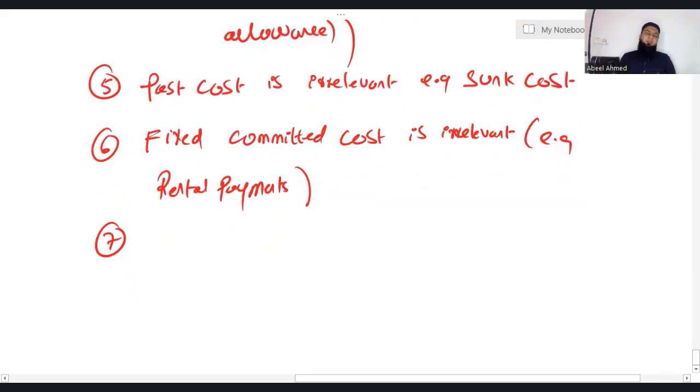Basically, interest payments and dividend payments are irrelevant. The question is why? Because interest payments and dividend payments represent payments to the providers of finance, and the impact of payments to the providers of finance is already considered in the cost of capital. So you have already considered the impact of dividend payments and interest payments in the cost of capital. If you consider those cash flows of dividend payments and interest payments as relevant cash flows in NPV, then there will be a double impact.